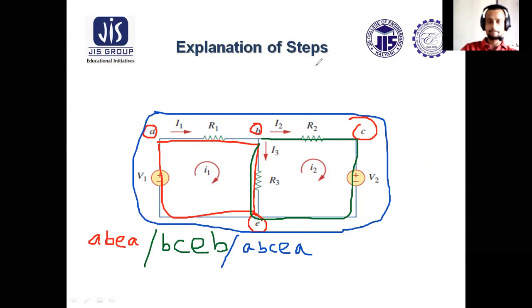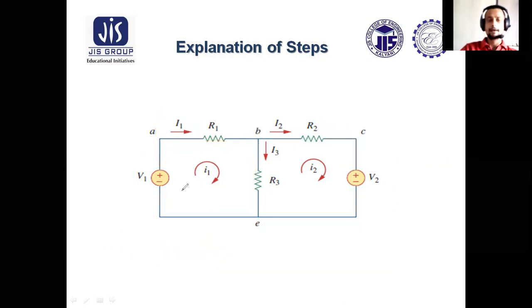Now, first we have marked all the nodes to identify all the loops, and marked all the loops as A, B, E, A, B, C, E, B, and the outer loop as A, B, C, E, A.